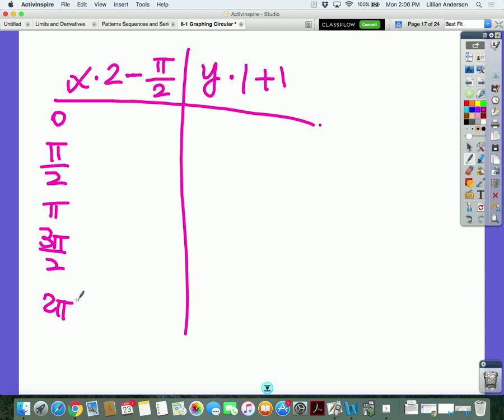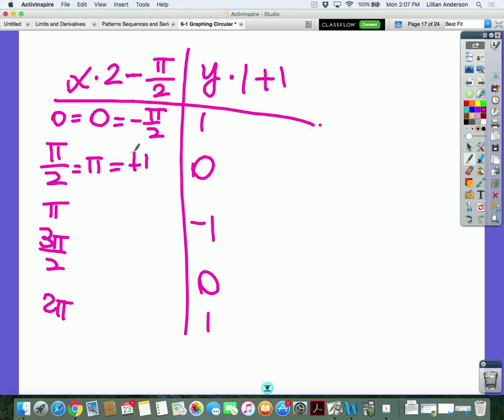The y's are the sine, correct, or was it cosine? It's cosine, so do y's start with 1 or 0? 1. Be very careful. And remember, these values are coming just from our unit circle. So I'm going to multiply by 2, subtract pi over 2. Multiply by 2, subtract pi over 2. Multiply by 2, and you get where I'm going with this.